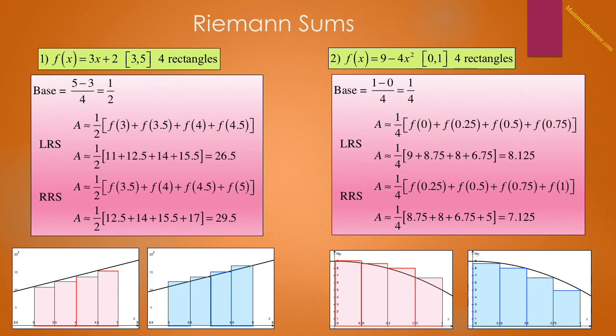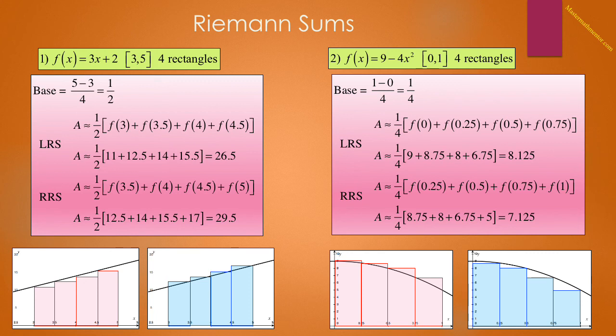The right Riemann sum will be the base 1/4 times the quantity f of 0.25 plus f of 0.5 plus f of 0.75 plus f of 1. And we get 1/4 times 8.75 plus 8 plus 6.75 plus 5, and we get 7.125. Again, we show the results graphically with the left Riemann sum in red and the right Riemann sum in blue.